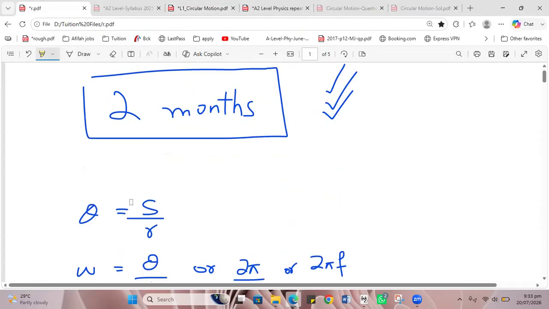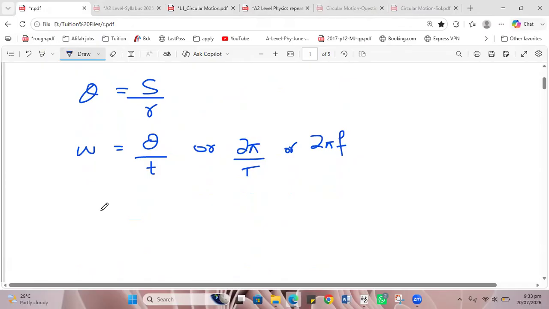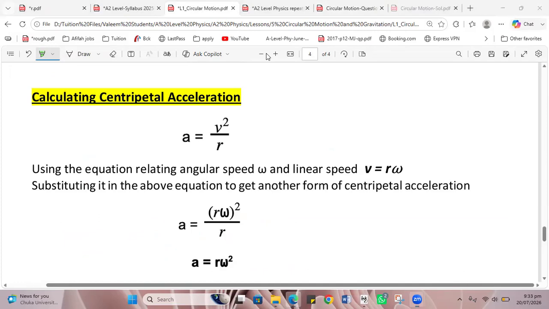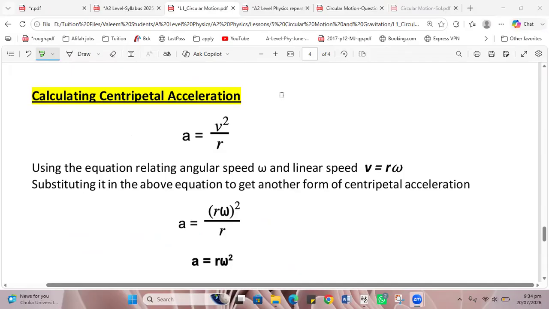So let's add up over here in the formula list. We have these two relationships. s is equal to r theta. v is equal to r omega. These relationships will help you solve questions. Right now, let's move on towards circular motion, centripetal force, and centripetal acceleration.